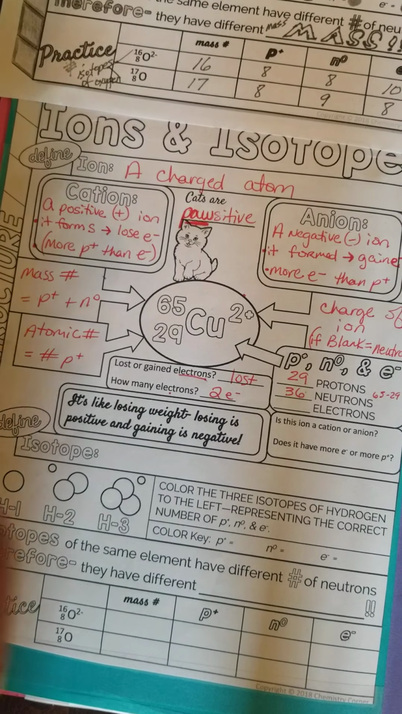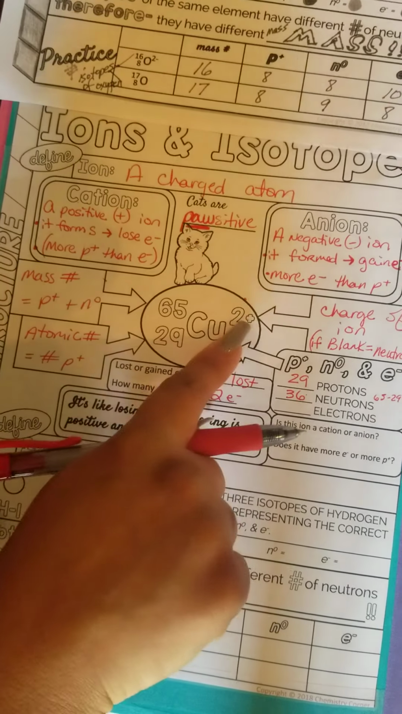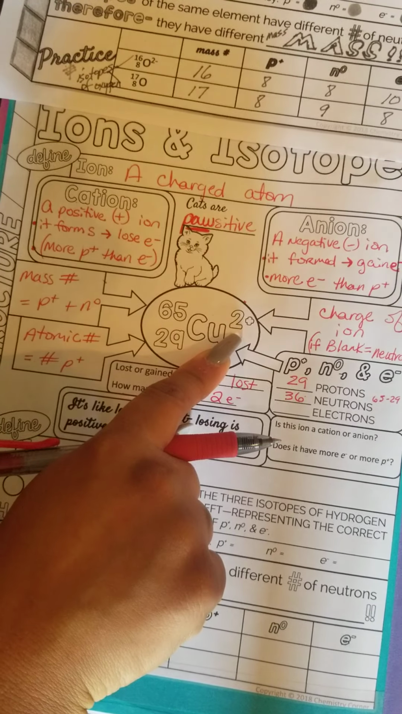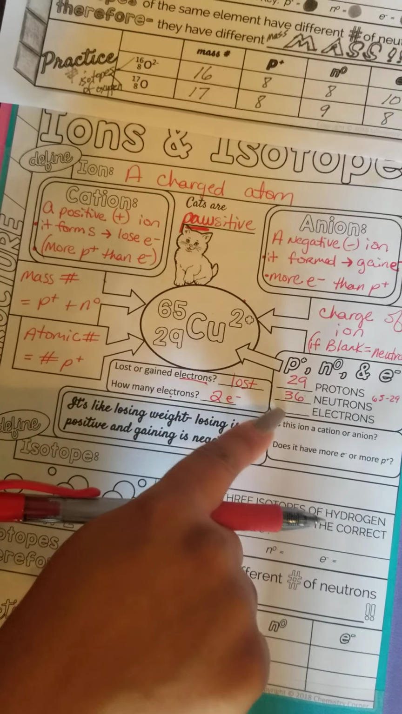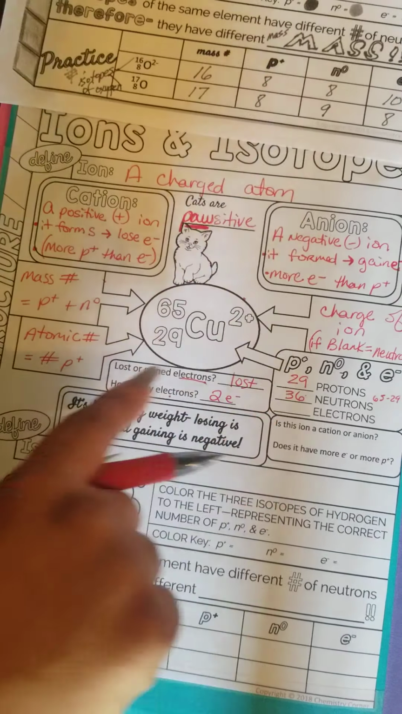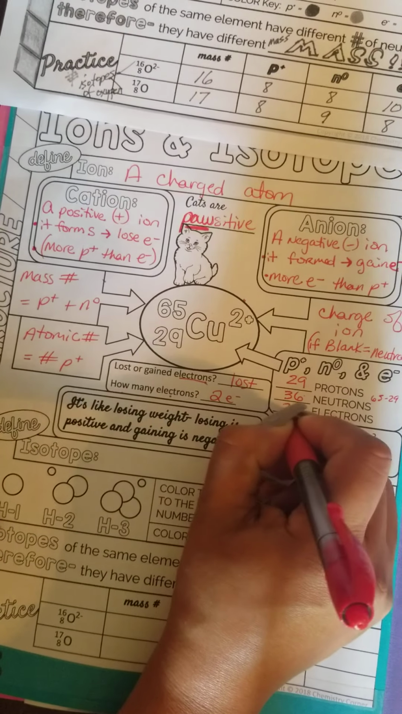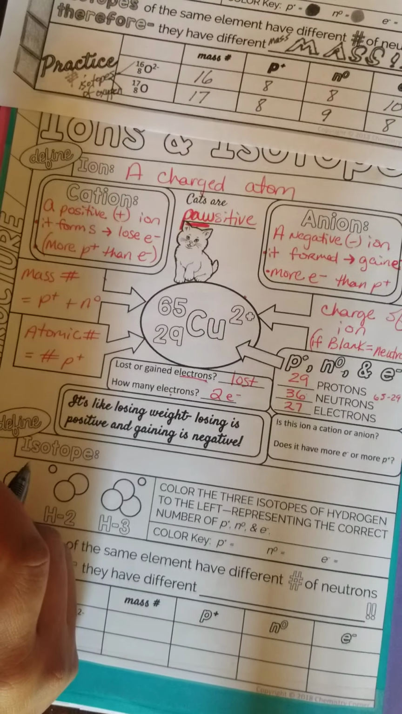How many electrons are over here? Wait a minute. This is not blank. This has a +2 charge. So it should have 29 electrons. But look at it. It lost 2 electrons. So instead of the number 29, 27 electrons are going to go here.